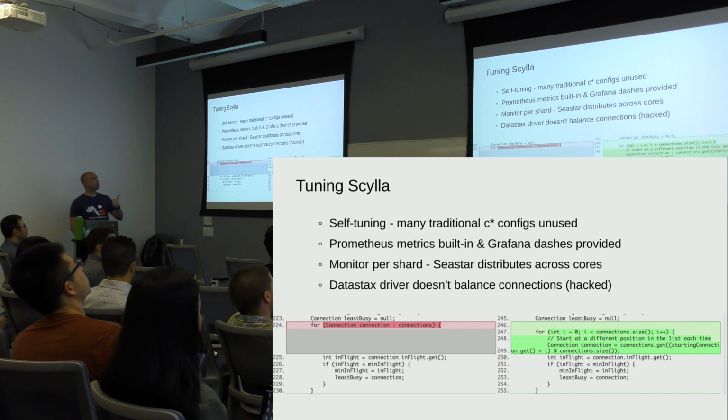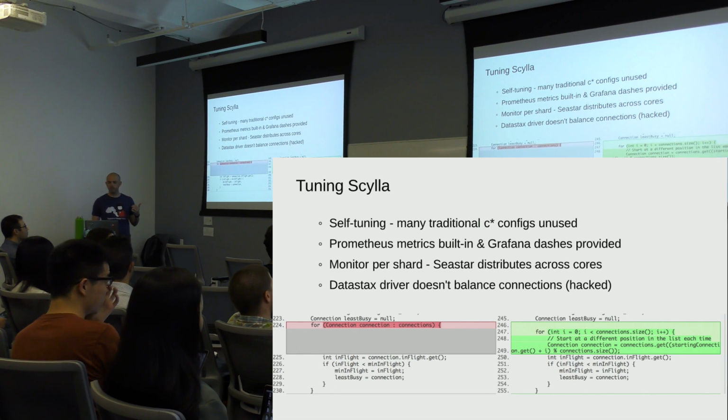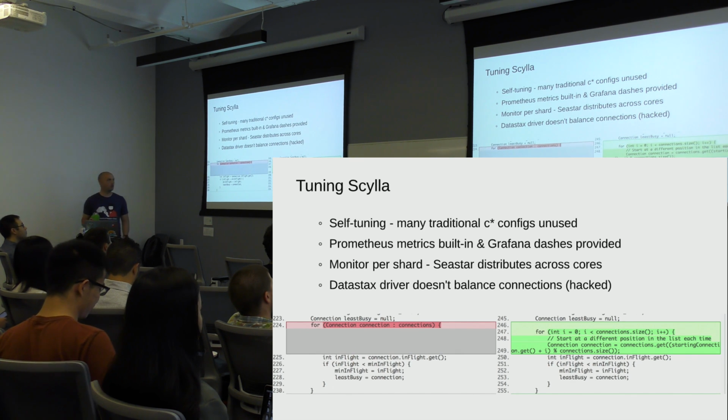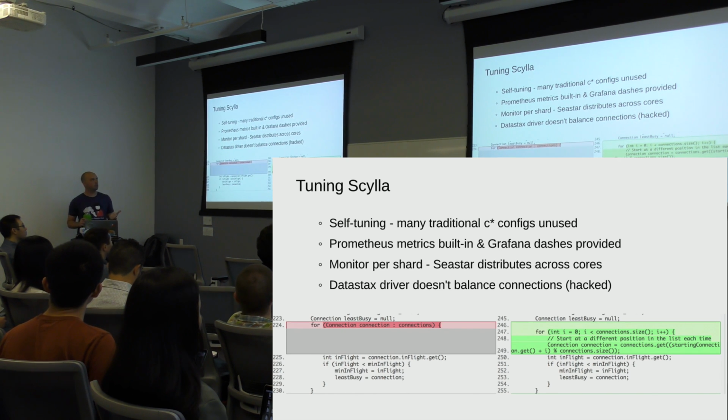So this slide is called tuning Scylla, which is kind of a misnomer because Scylla really touts itself as a self-tuning database. What it does is profile the host when it spins up and try to make intelligent decisions and defaults based on the hardware that it's running on. What we found is a lot of the Cassandra configurations, the knobs that we were used to turning, either were gone altogether or they were just nerfed.